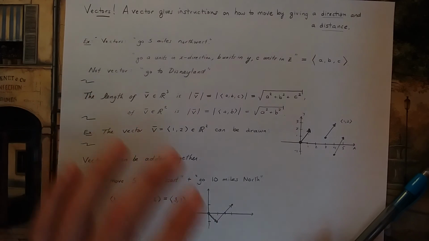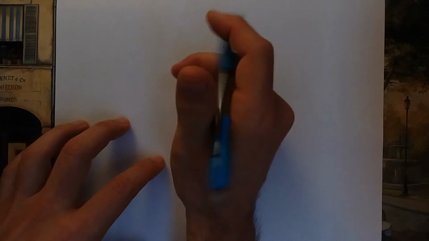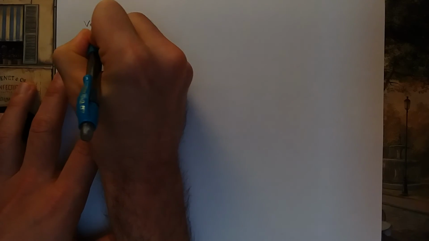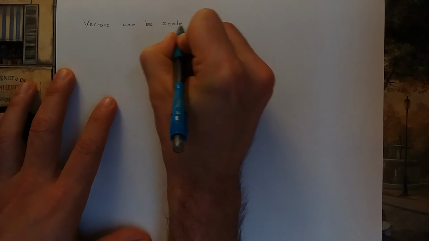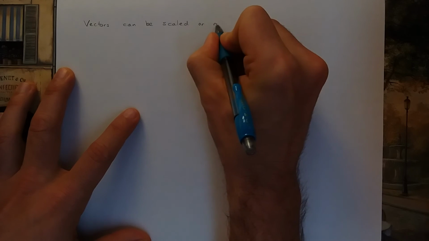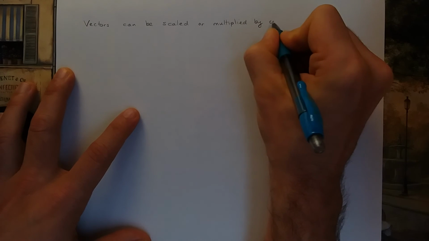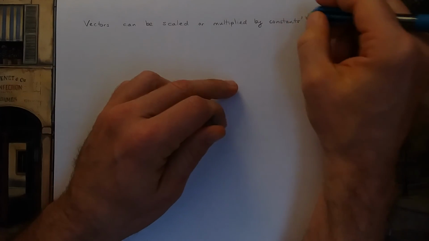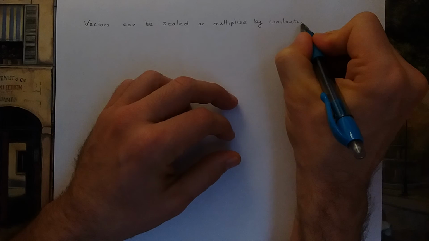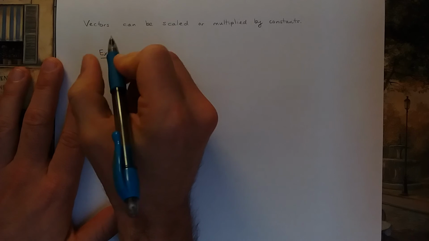There's also something called vector scalar multiplication. So let me finish the video by discussing scalar multiplication. So vectors can be scaled or multiplied by constants. Two vectors cannot be multiplied together, but you could take a vector and multiply by a number, a constant.